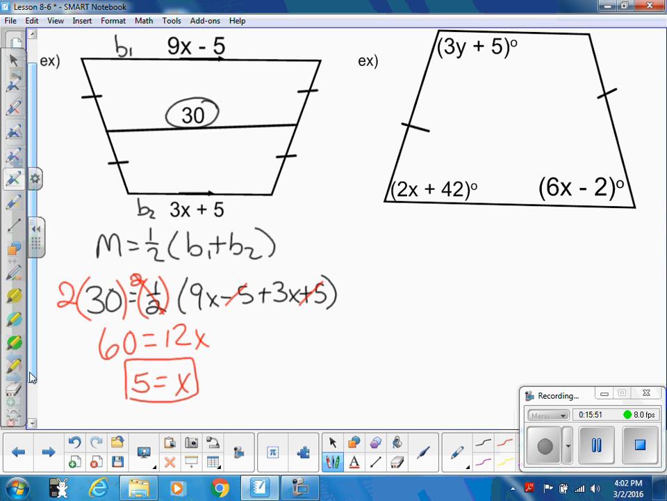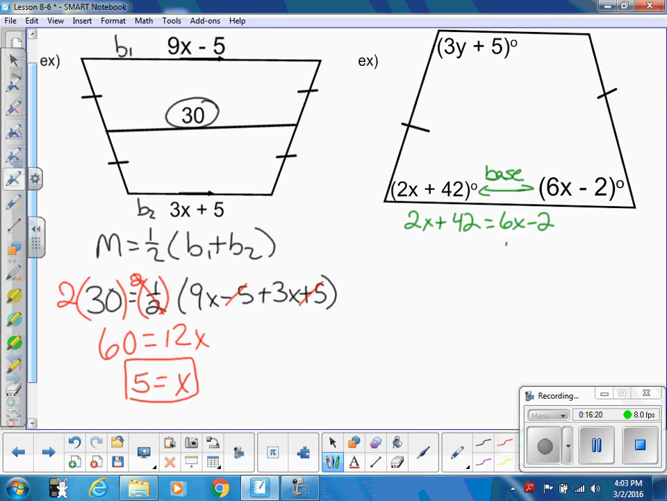Okay? Now, on the second one, I'm dealing with the angles. So again, remember, it shows me it's an isosceles. So I can remember consecutive angles add to 180, base angles are congruent. So I see that these two x terms are base angles. So I can take the 2x plus 42 and set it equal to the 6x minus 2. Base angles are congruent.